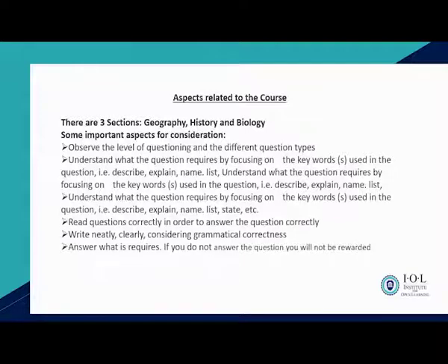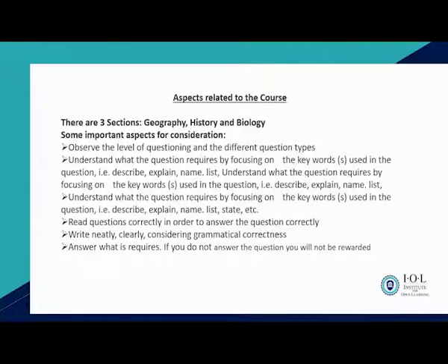The first keyword is always the most important one. If you are asked to explain, don't mention. If you are asked to discuss, don't list. So those are the differences, because the question is asking you to discuss or explain, and in most cases, a lot of students just list instead of explaining. They mention instead of describing, and that is where a lot of students lose marks.